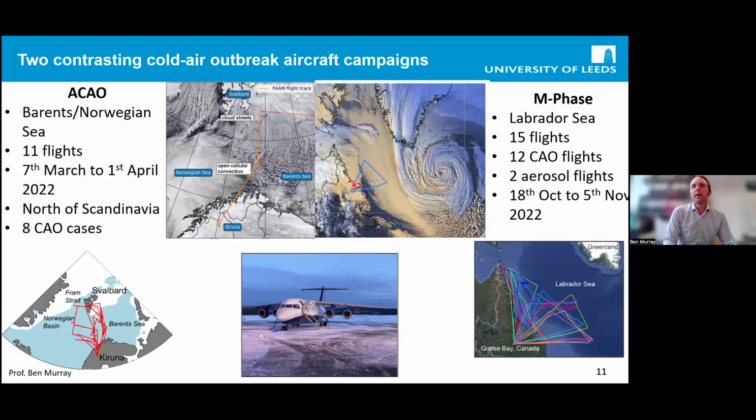And then in October 2022, we had a month based in Goose Bay in Canada, where we flew out into the Labrador Sea, sampling these cold air outbreak systems that then stream down the Labrador Sea. This was one of the nicest examples that we had. There we managed to get 12 cold air outbreak flights. It was mainly in October, but going into November as well.